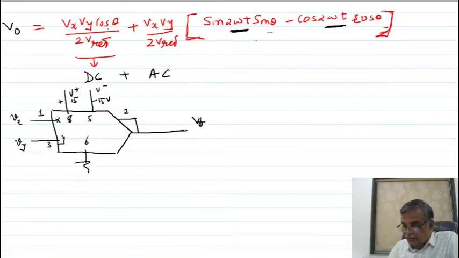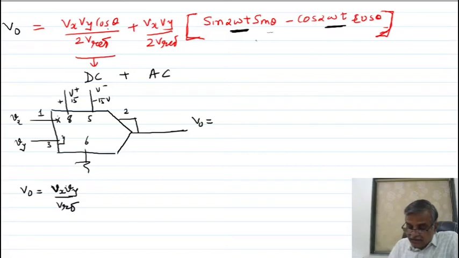Let us see my output voltage. Now my output voltage, I can say VO is equal to Vx into Vy upon V reference, and I am giving you Vx is equal to Vx sin omega t and Vy is equal to Vy sin omega t.